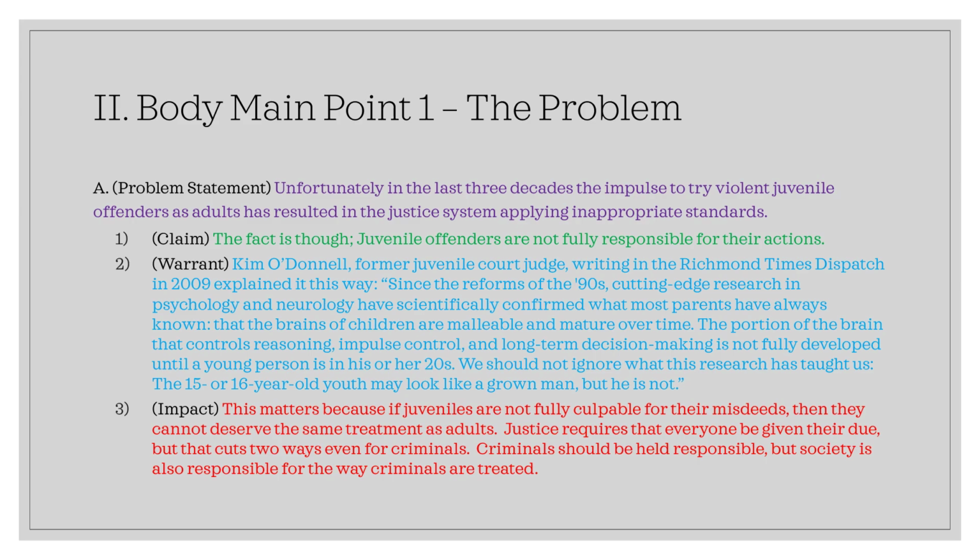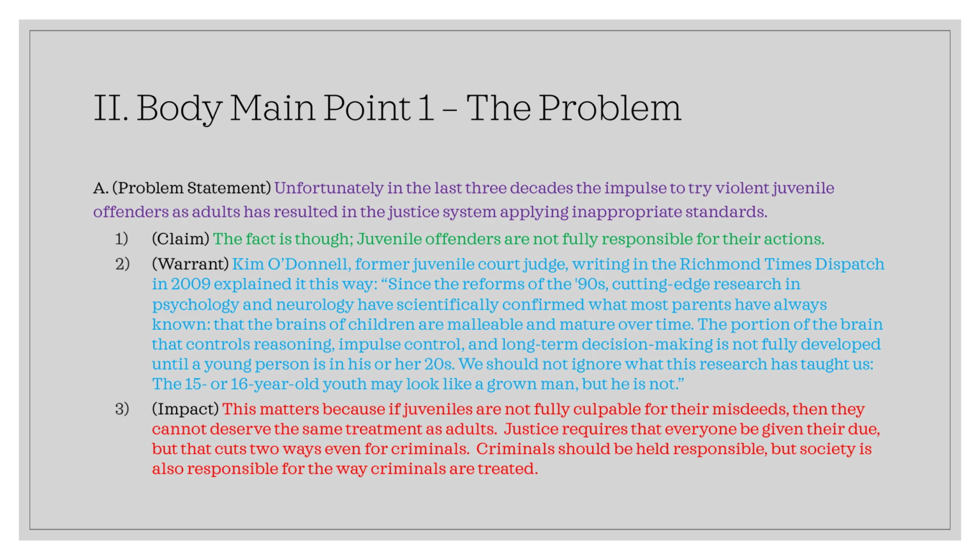We start with a problem statement. Unfortunately, in the last 3 decades, the impulse to try violent juvenile offenders as adults has resulted in the justice system applying inappropriate standards. Then I move on to my claim. The fact is, though, juvenile offenders are not fully responsible for their actions. Then we move to the warrant, and remember that the warrant is the evidence.